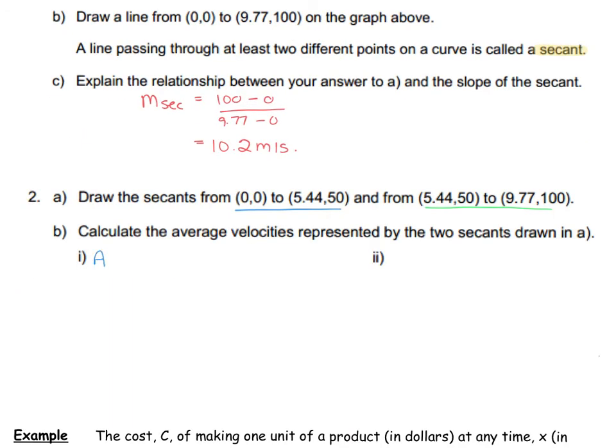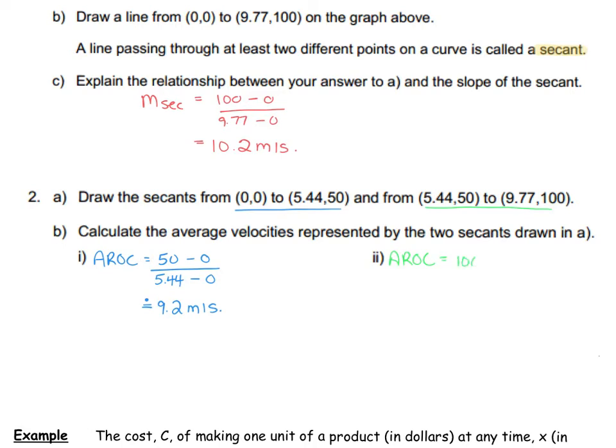Okay, so the average velocity, which we can say is the average rate of change for the first half. Again, we're just going to use our slope formula, y2 minus y1 over x2 minus x1. Okay, and when you go ahead and calculate that, you get approximately 9.2, and again, that's in meters per second. Okay, let's take a look at the second half.